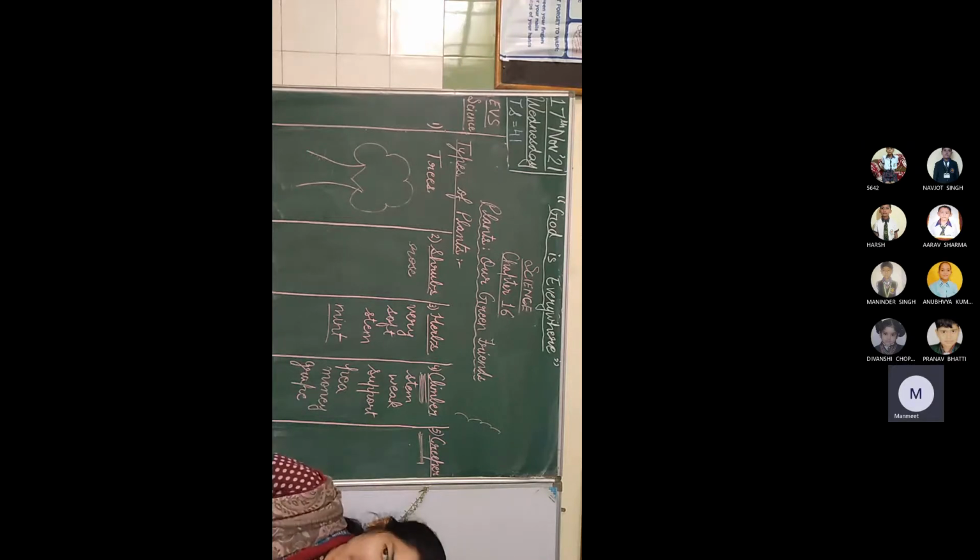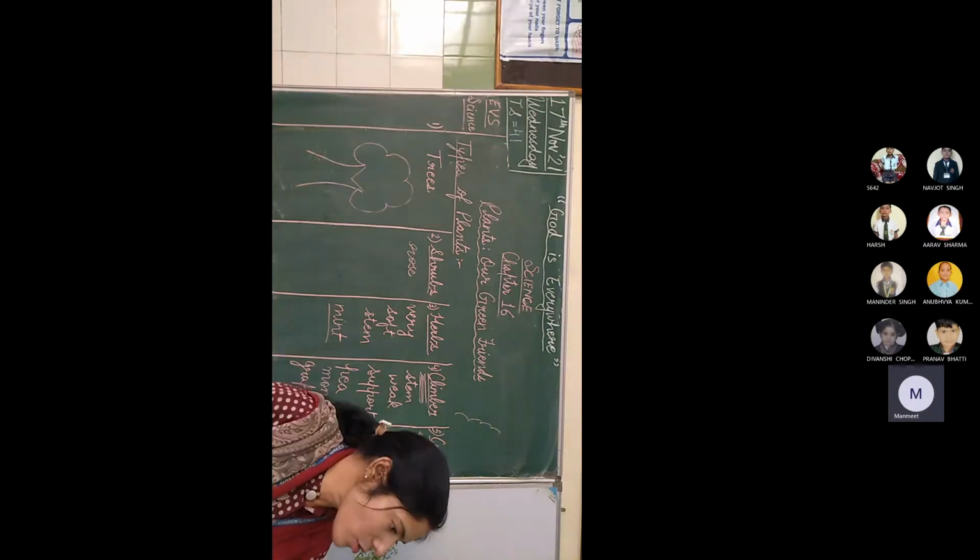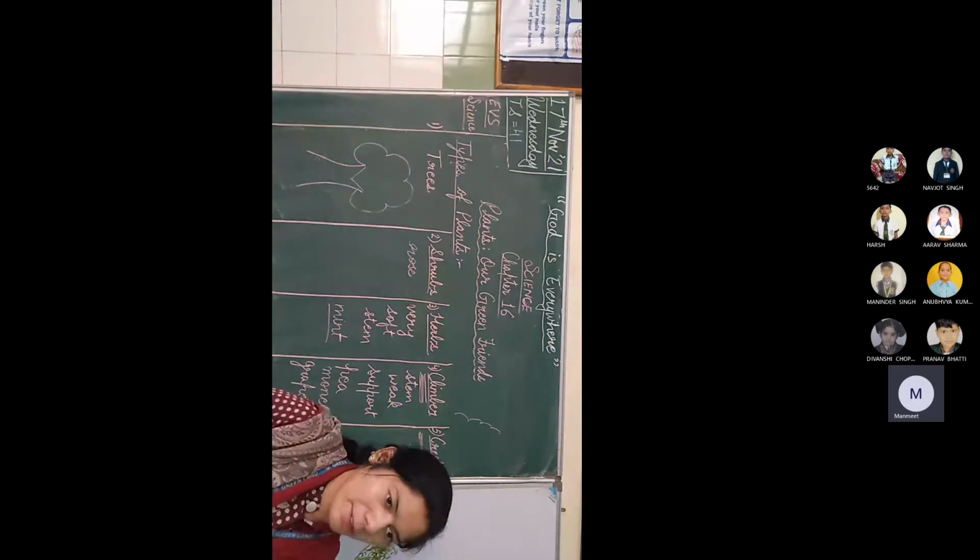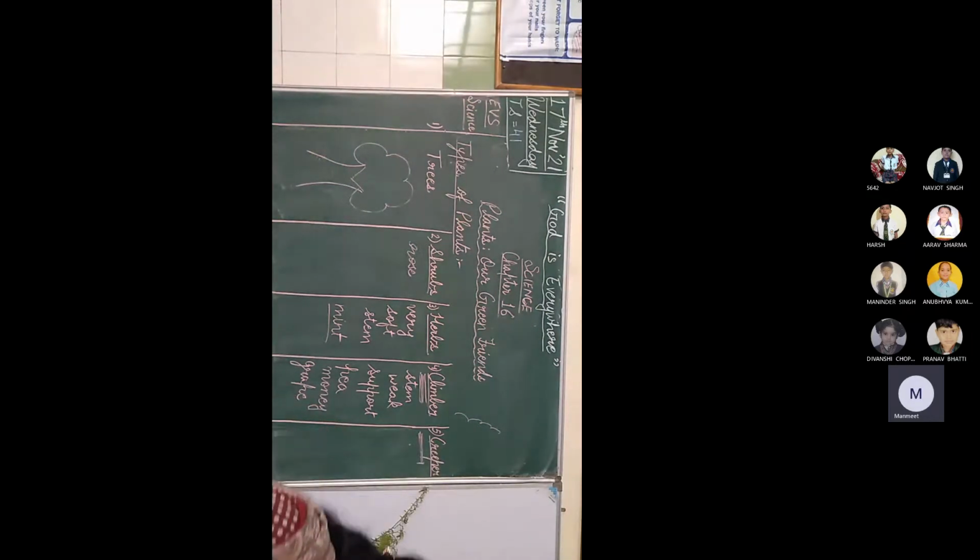Have you seen a snake when it moves on the ground? That is the meaning of creepers. Creepers are your weak plants that grow along the ground. That grow along the ground means they come along the ground.